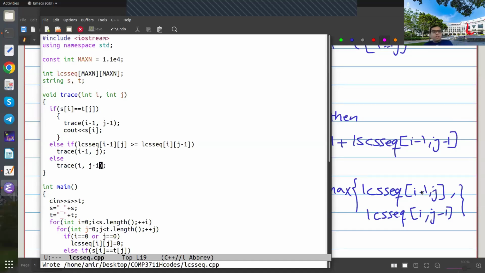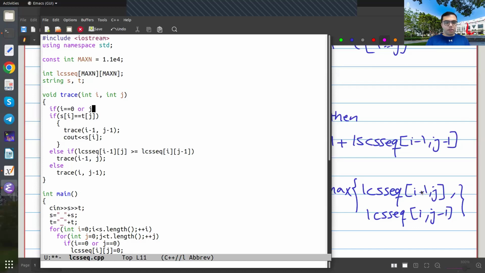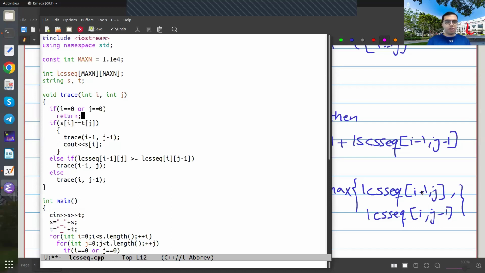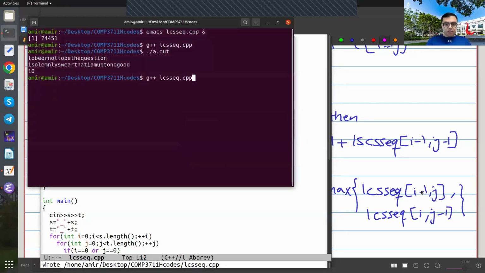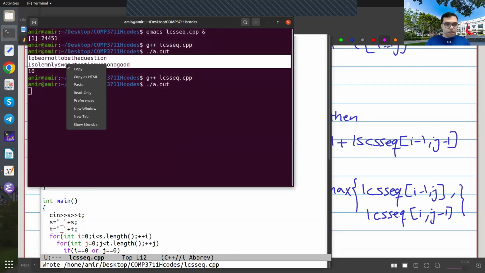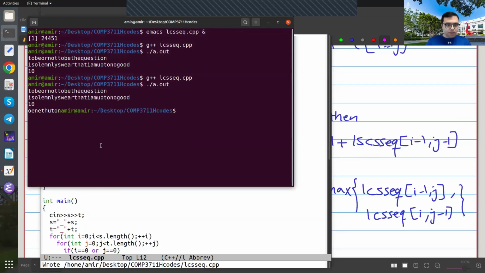Of course, this is now just going over my DP table and figuring out which was the optimal choice at any given point. But I have to also write the base case, and the base case is very simple. If I is 0 or j is 0, just return, don't do anything. Now, if I don't have a bug, this should work. So I'm going to copy this, paste it.